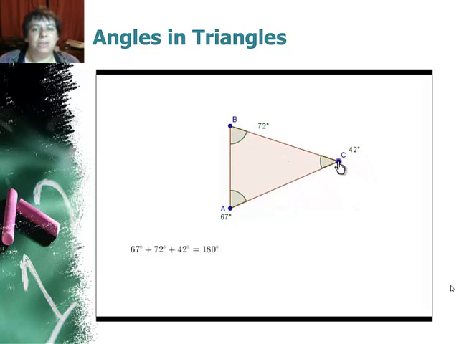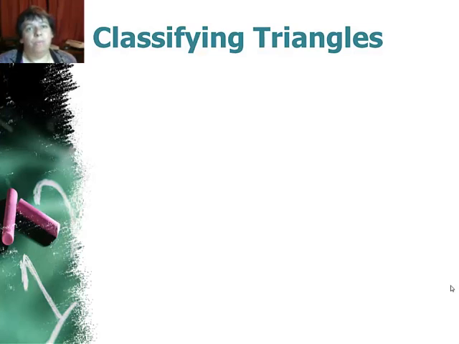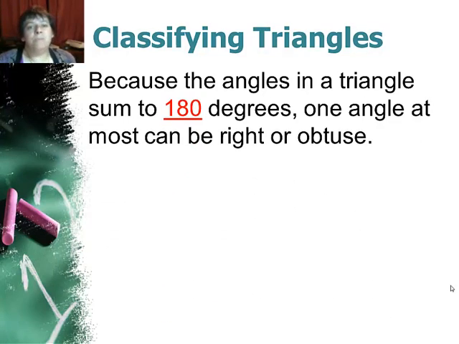Anytime I made an adjustment, I could make all 3 angles less than 90, but I could never make more than one angle more than 90. So when we are classifying triangles, one of the important things to know is that the angles in a triangle sum to 180. One angle at most can be right or obtuse, because if one angle is right, that's half of the degrees right there, and you have only half the degrees left for the other 2 angles. So only one angle can be 90 degrees or larger.